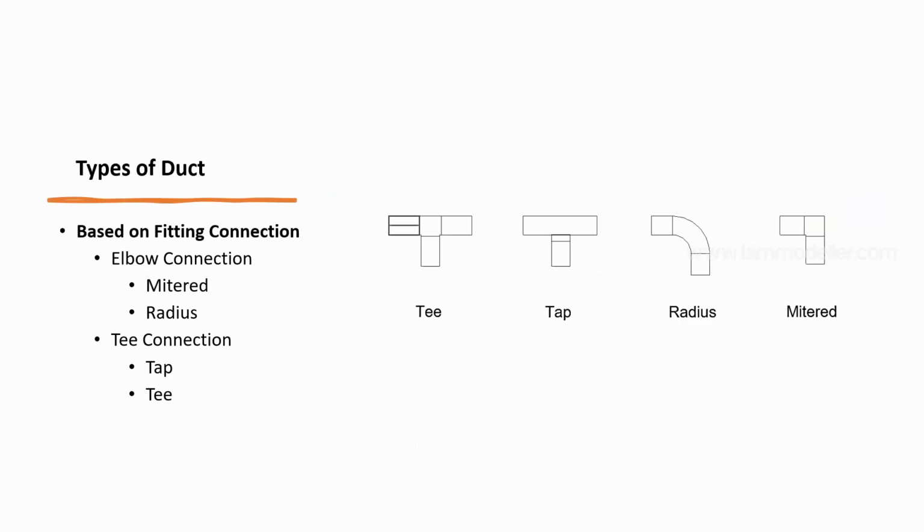Types of duct based on the fitting. We have elbow connections, mitered elbow and radius elbow. You can see the last two options, the radius elbow and the mitered elbow. And then T connections and tap connections. You can see that the T fitting is available in this place, and the tap connection is available in this place.